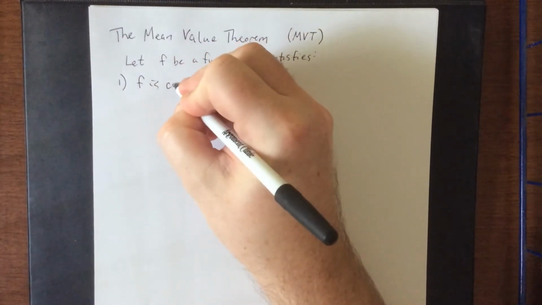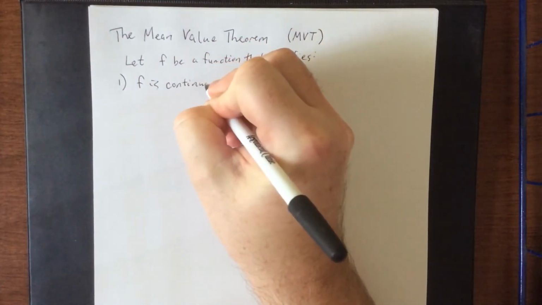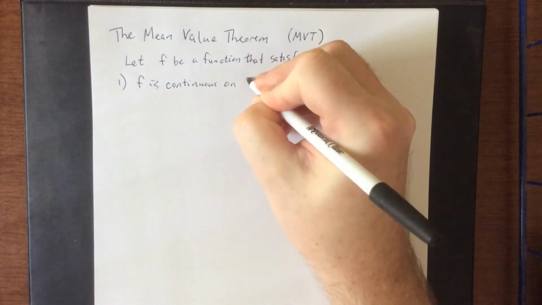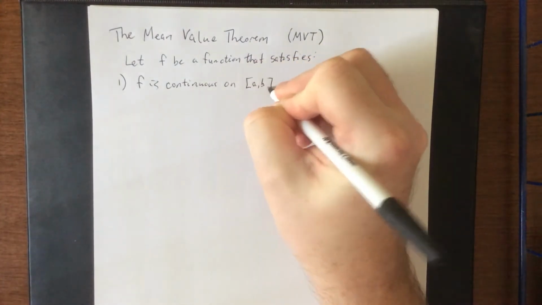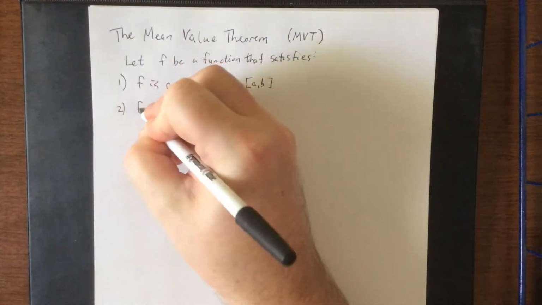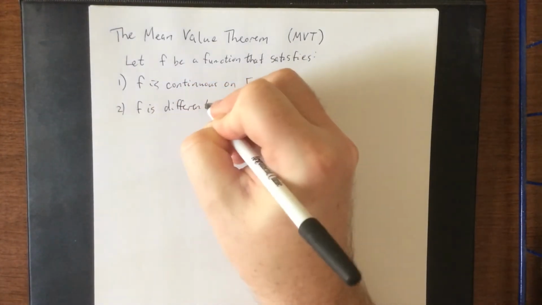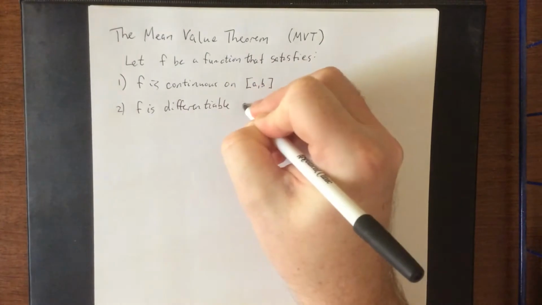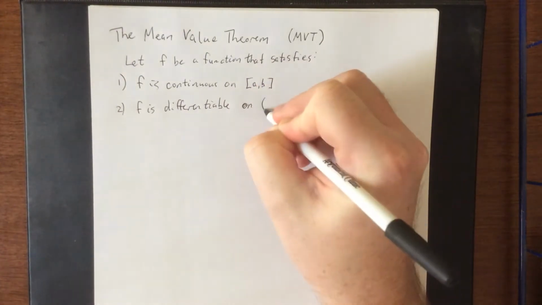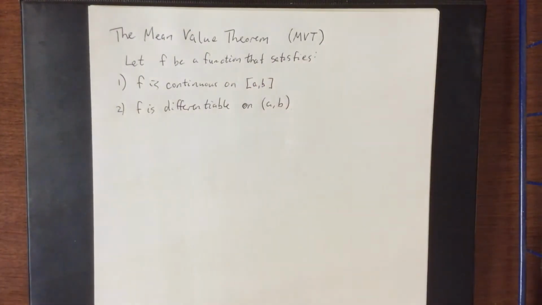f is continuous on the closed interval from a to b, and f is differentiable on the open interval from a to b. However, we are going to take away the hypothesis that the y values of those two x values are equal to each other.